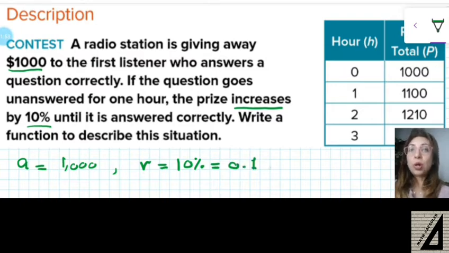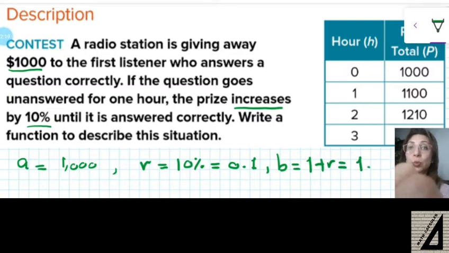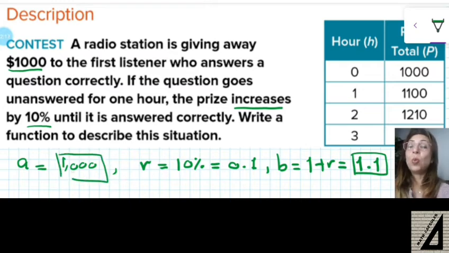And we use the R to find the B, because in this case it is increasing, this means it is an exponential growth function, so it will be 1 plus R. So 1 plus R equals 1 plus 0.1, that is 1.1. So we have B 1.1 and we have A 1000.